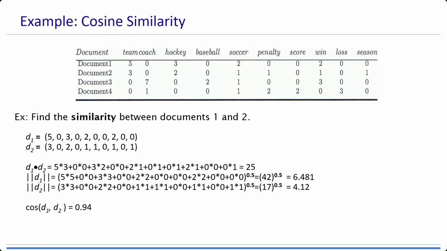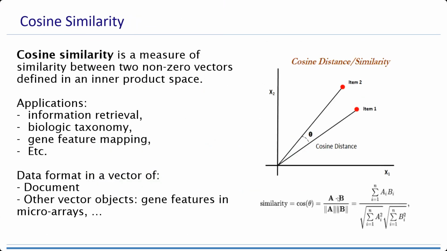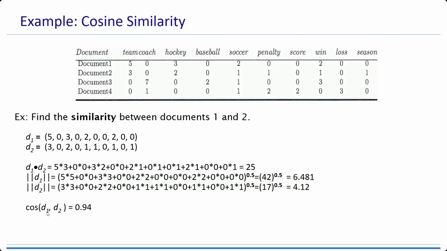So we can just apply with the formula 25 divided by 6.481 multiplied by 4.12. Okay, we apply this one. This is the 25 divided by 6.4 multiplied by 2.5. And we get the cosine similarity is 0.94. Then if we use this one, the value is high. What does it do?